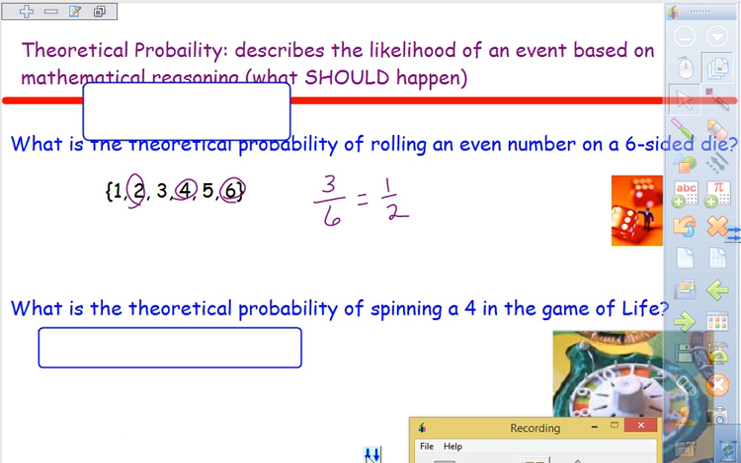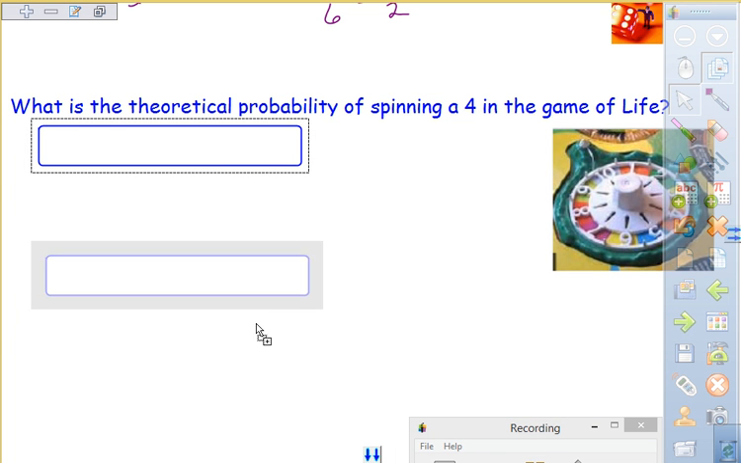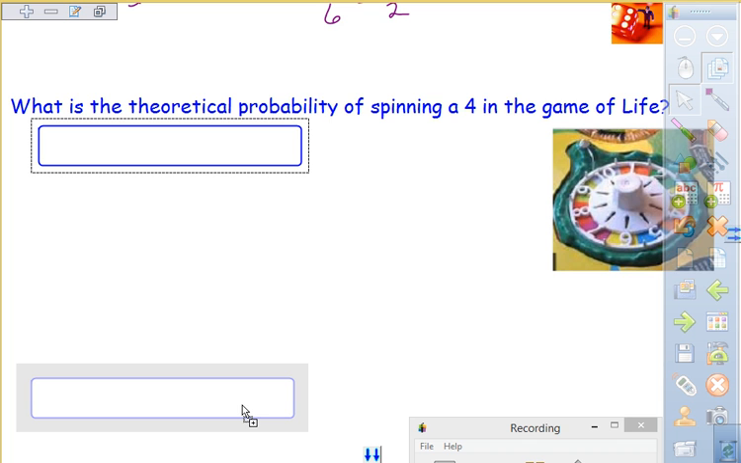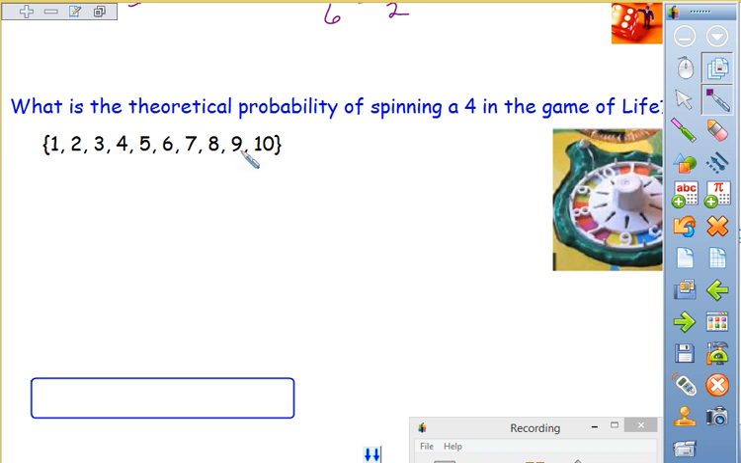Let's try another example. What is the theoretical probability of spinning a 4 on the game of Life? Well, our sample space, looking at the spinner that's given, would be a 1 through a 10. So we want the theoretical probability of getting a 4. There's only one way to get a 4, so that's 1 out of 10, which is 0.1 or 10%.